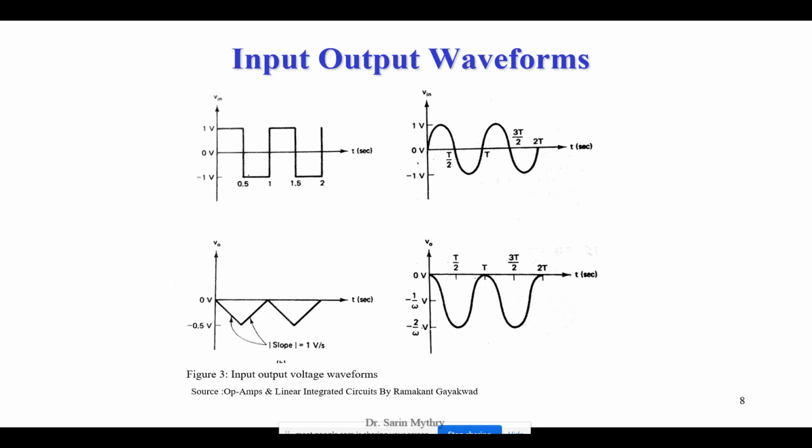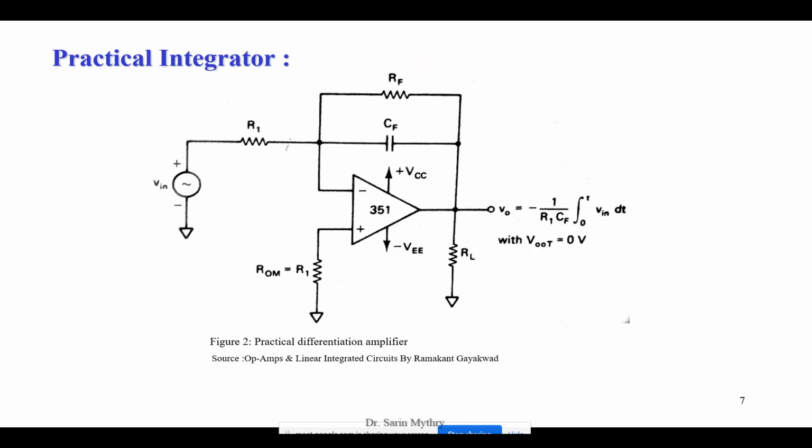Now here, these waveforms are drawn with the assumption that the product of R1 and CF is equal to 1. Whenever this complete term is equal to 1, it is a direct integration of Vin. So it acts as a direct integration of Vin. Therefore, my output is going to be 0 volts. But that is, your capacitor C is going to be 0.